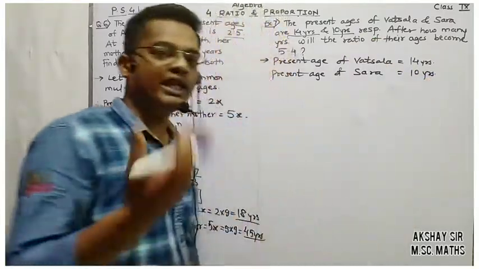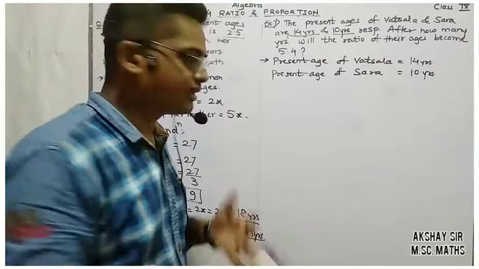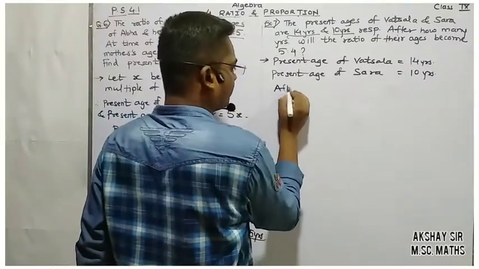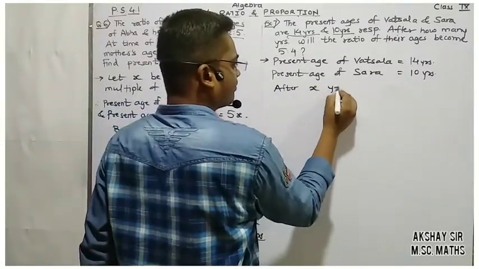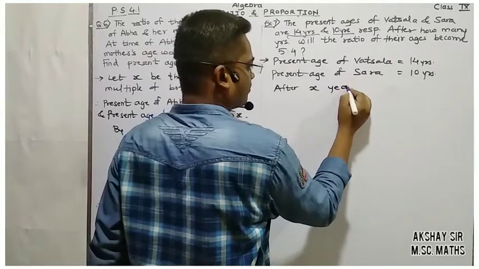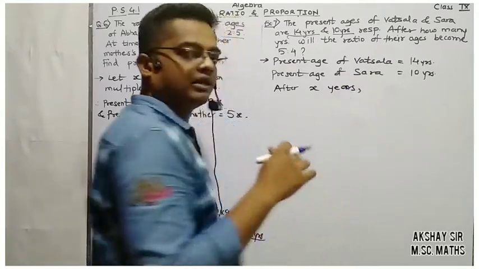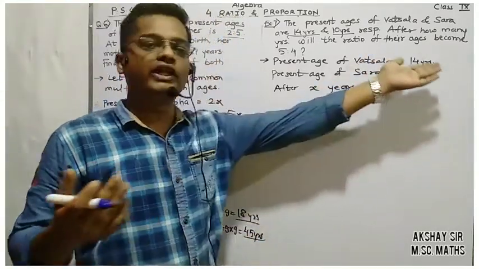Now after how many years? Let us take the number of years as x years. So after x years, what will be their ages? The years will get added to their present ages.